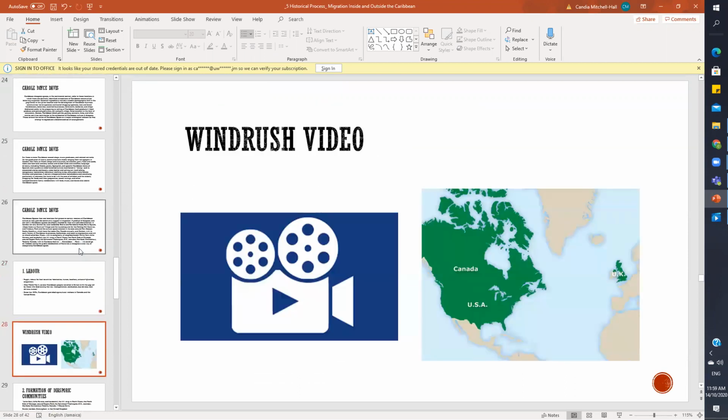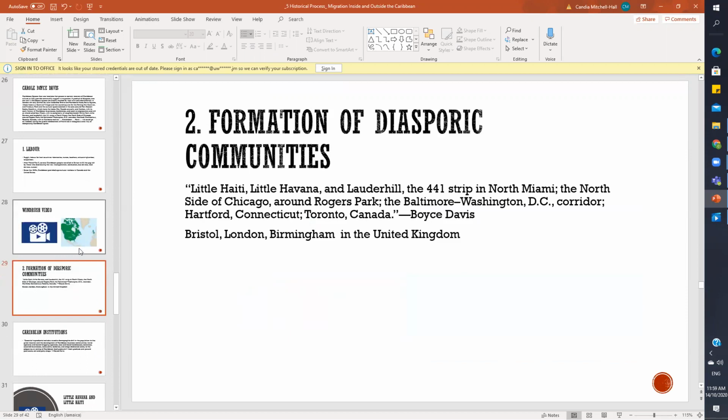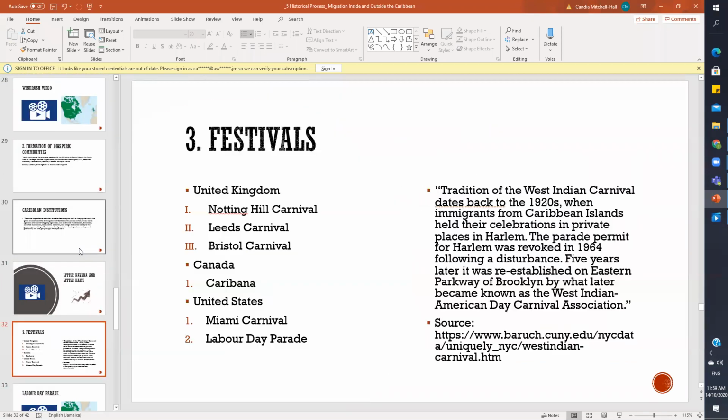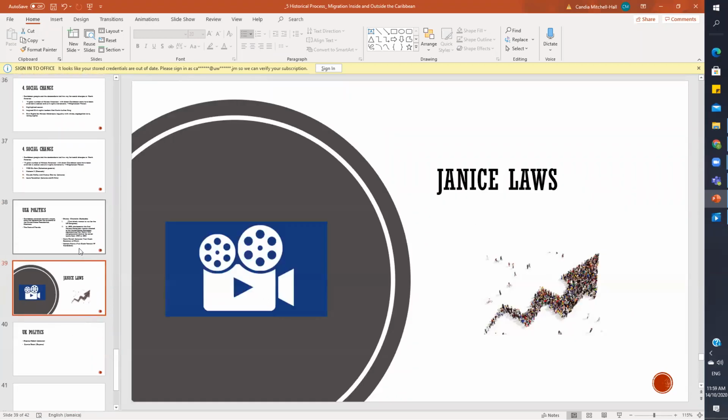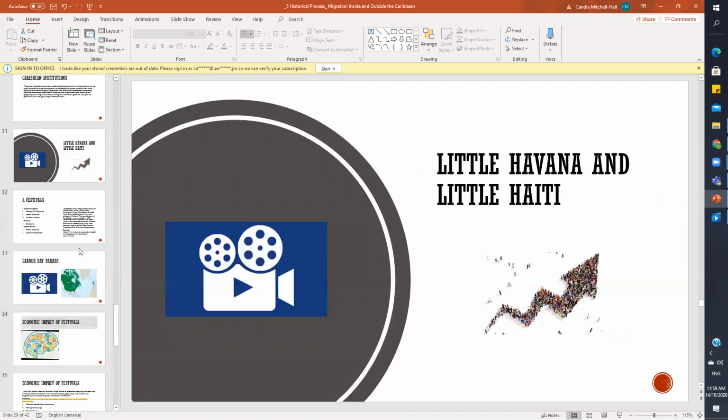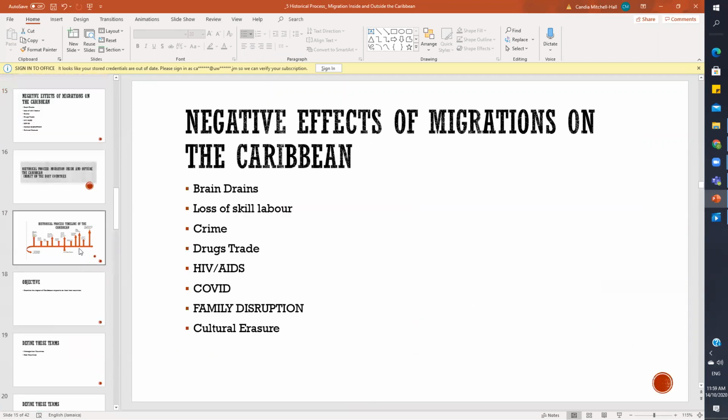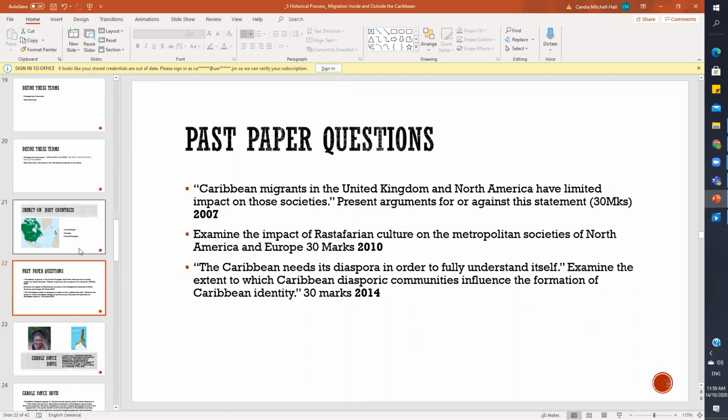They have given these societies labor. They have formed communities in these societies. They have also brought economic benefits from the festivals. We have led social change in these societies, and we have been involved directly in the politics of these societies. So if you go into the exam and you get a question like this, we know for sure, ladies, that we have contributed significantly to these societies. And in the same way, you would have argued the 2007 question the same way you argued 2014.